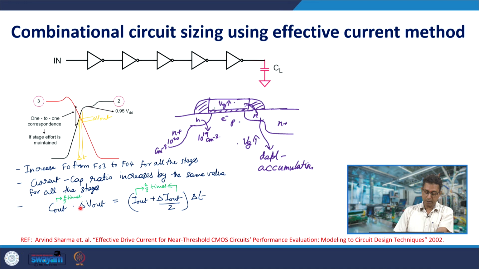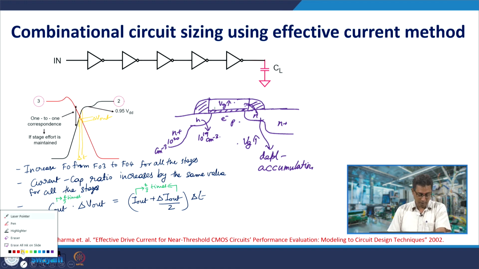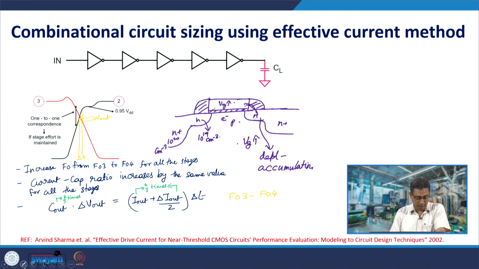That this change in output voltage times C out should be equal to the average discharging current in that time times delta t. Now, that average discharging current, since you have increased the fan out ratio from FO3 to FO4 for all the stages, would increase by 4/3 times, because whatever the size of the first stage, the second stage's size would increase by 4/3 times.